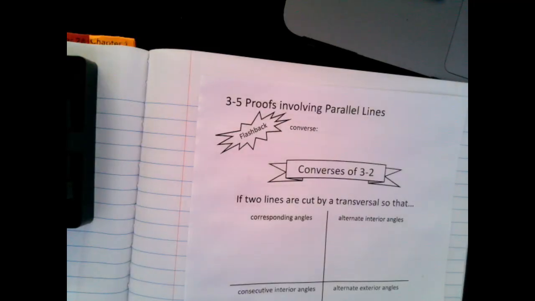In a proof, what's the first column called? Statements. And the second column? The second column is called what? When we do statements and reasons. Good. We have statements and reasons.